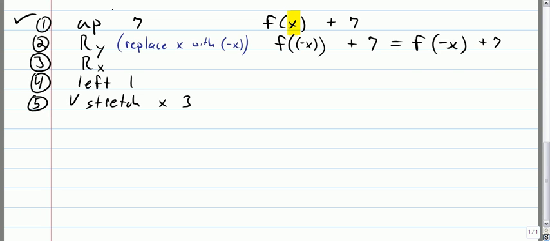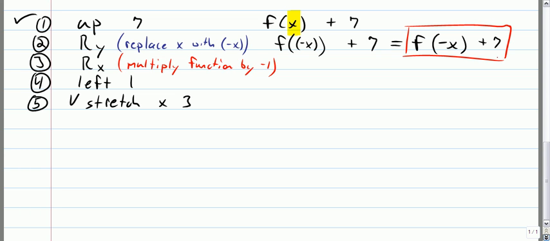Now when we reflect over the x-axis, that's the next step, we're going to multiply our entire function by negative 1. So our current function is this one right here. I'm going to put parentheses around that and a negative 1 on the outside. Negative 1 times f of negative x plus 7. So we have just reflected across the x-axis, and now we're sitting right here.